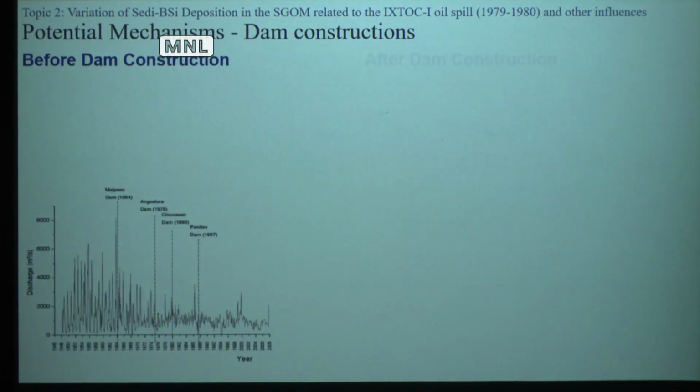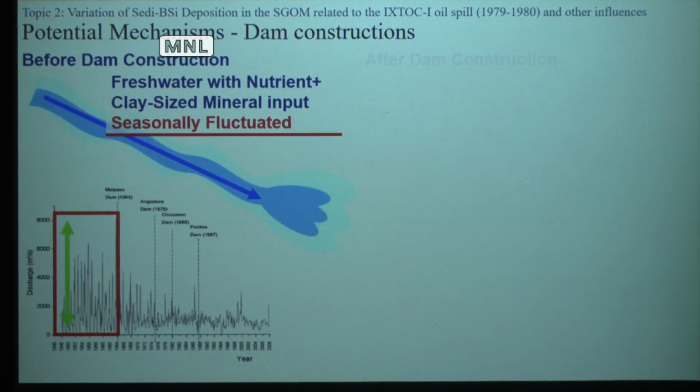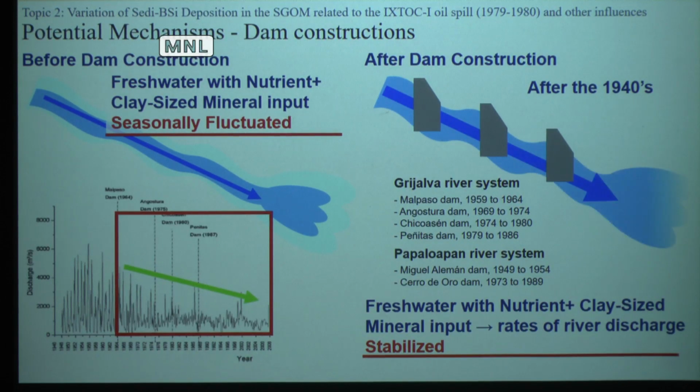So the first mechanism for the variation of sedimentary biogenic silica is thought to be dam construction. Before the dam construction, the river discharge with the nutrient and clay-sized mineral was seasonally fluctuated. But after the dam construction, the river discharge with the nutrient and clay-sized mineral was stabilized. This is because the Mexican government constructed 4 dams on the Grijalva River system and 2 dams on the Papaloapan River system after the 1940s in order to control flooding damage and generate electricity.